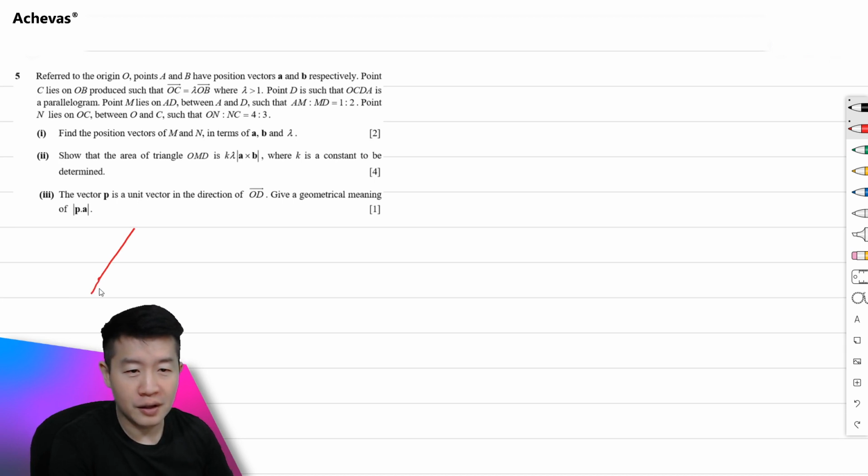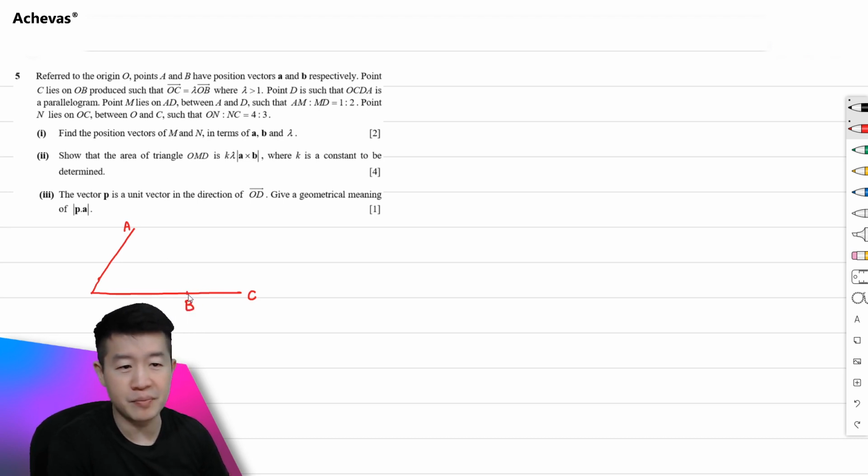Anyway, let me try to sketch what the question is trying to say. So we have point A, we have point B, and we have point C that lies on OB produced. Let me call this point C, and let's go for lambda bigger than 1. Maybe this point here, I'm going to call it point B.